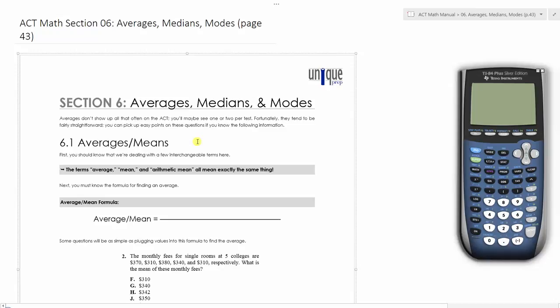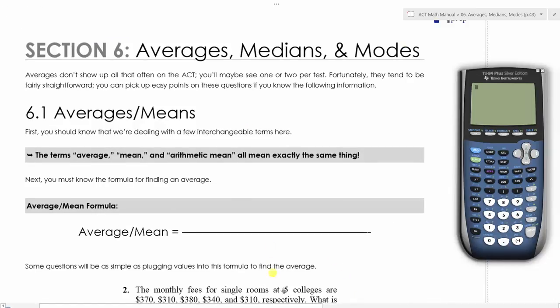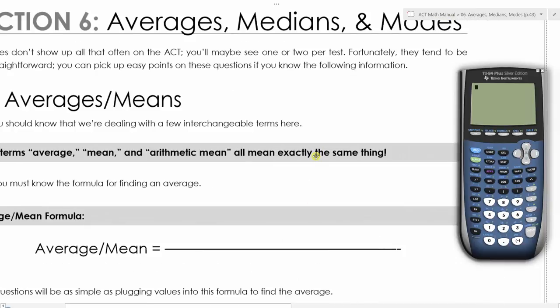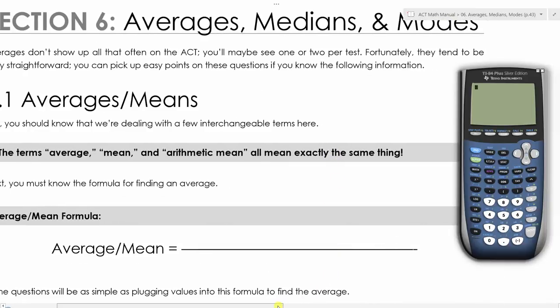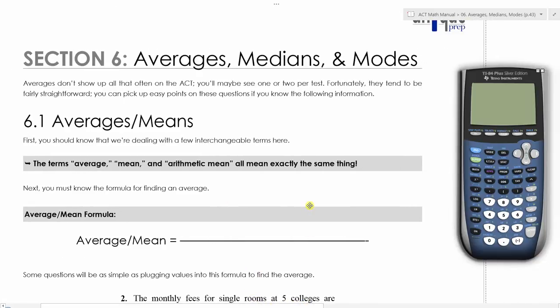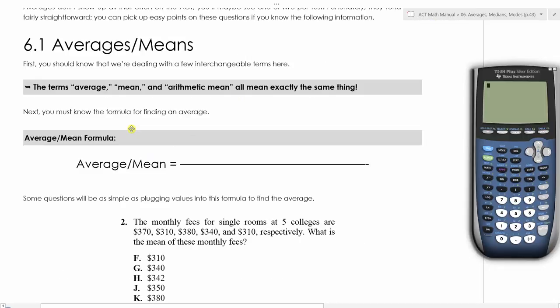So in Section 6, as I said, we're dealing with averages, medians, and modes. These concepts don't tend to show up all that often on the ACT, especially medians and modes. Averages, you'll see a question or two on every test dealing with averages. So let's first talk about averages.